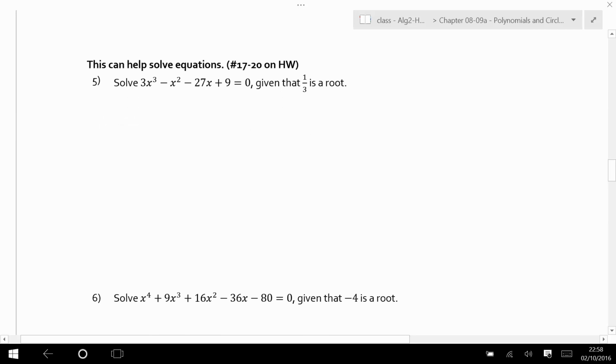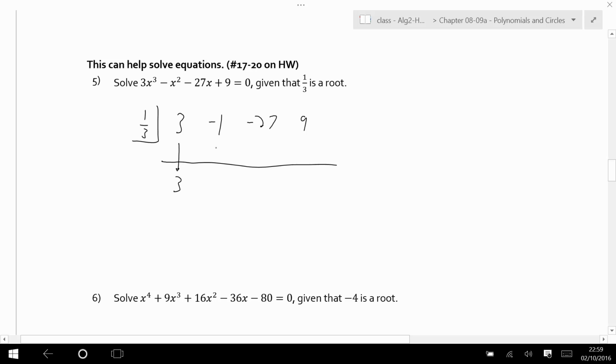Okay, so like numbers 17 through 20, this can help solve equations. It is asking me to solve this given that this is already one of the answers. If you remember from the first days of this, I told you that this power here tells you how many solutions you can expect. It's called the fundamental theorem of algebra. So I'm going to take this and divide it by x minus a third, but I'm going to do that with synthetic division. So I'm going to put 1/3 in the pocket, and I'm going to go 3, negative 1, negative 27, and 9. And then I'm going to bring that down, and I get 3.